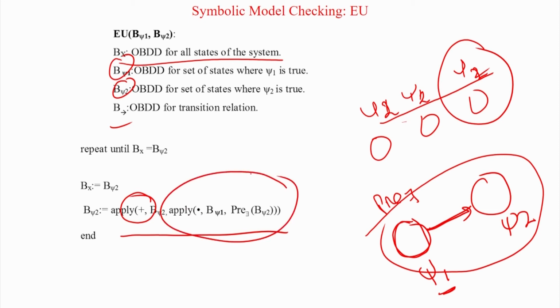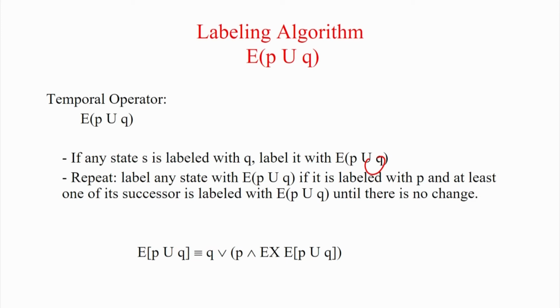You have to keep on doing this iteration till there is a fixed point. Again, as I told you, this is the non-symbolic way of doing it, which we have already discussed in lecture number 4, just recollecting. For P until Q, how do we do it? Any state S labeled with Q, label it with P until Q, because Q is holding true. So you need not worry at all, life is safe; you labelize it with P until Q.